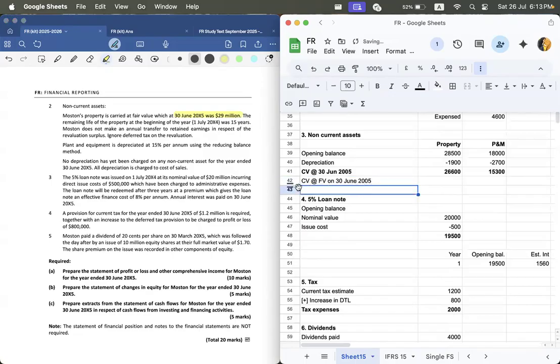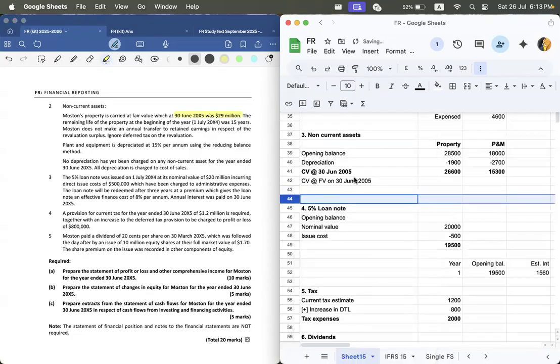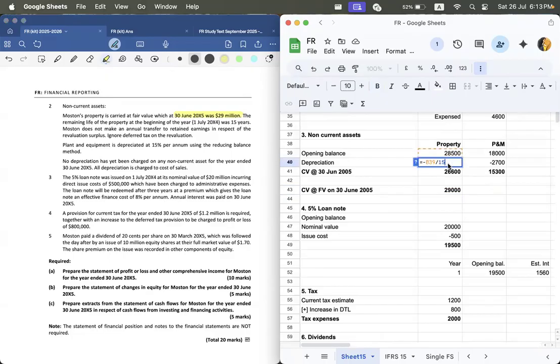What I did wrong was that I assumed the date, but they have clearly told you it was not to be assumed. They have clearly told you that on 30th June 2005, the fair value was how much? 29,000 million. I was taking 3 zeros extra. So the depreciation is going to be the opening balance divided by 15. So that is the carrying value. What would be the revaluation gain? That would be this minus that one.